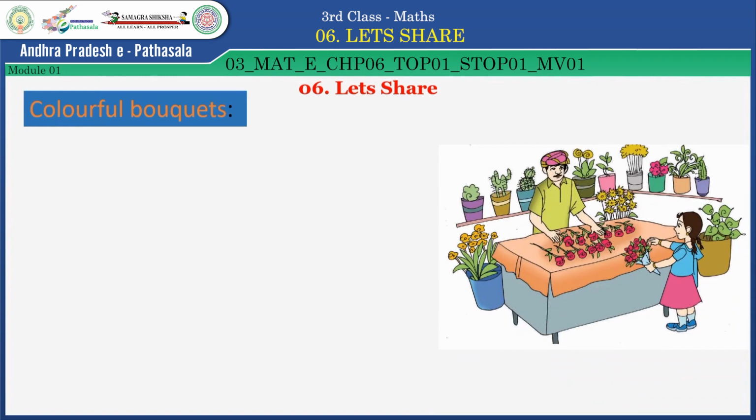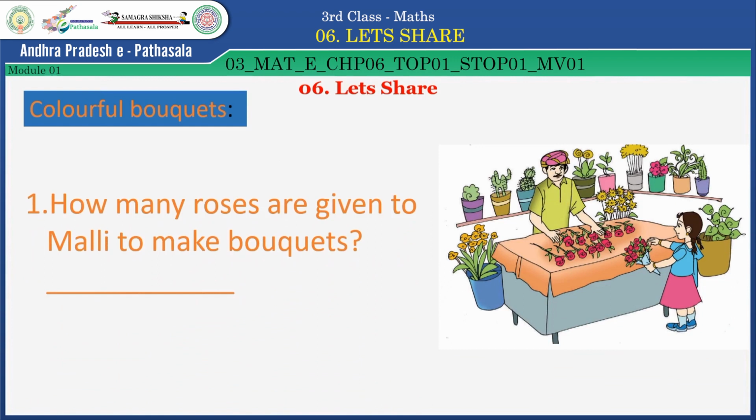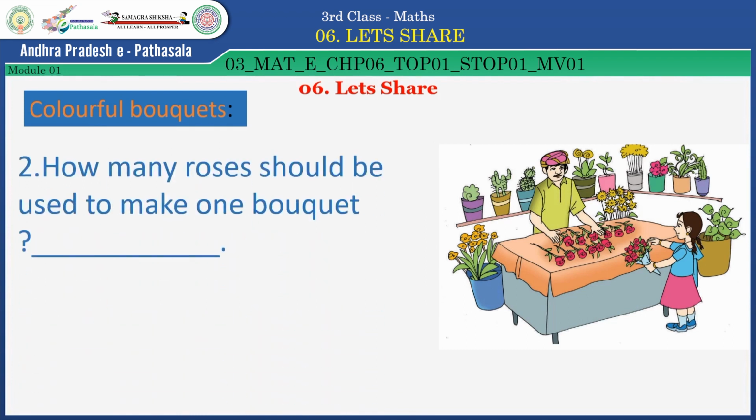Now the first question is, how many roses are given to Malli to make bouquets? Option A is 12, option B is 18, option C is 16, and option D is 14. Answer is option B, 18. Listen to the second question. How many roses should be used to make one bouquet? Option A is 8, option B is 10, option C is 6, option D is 7. And the correct answer is option C, 6.